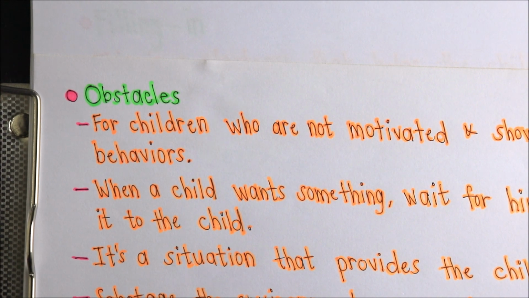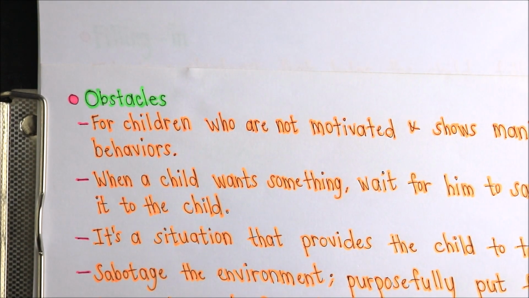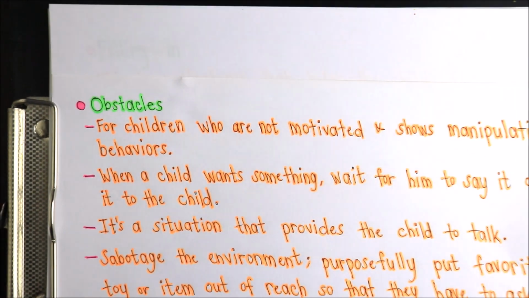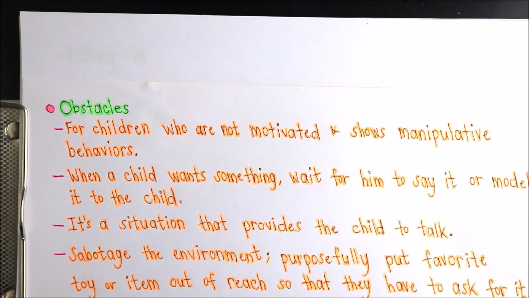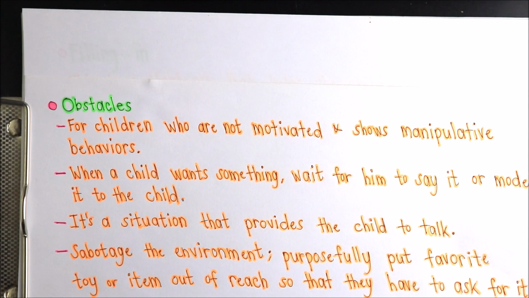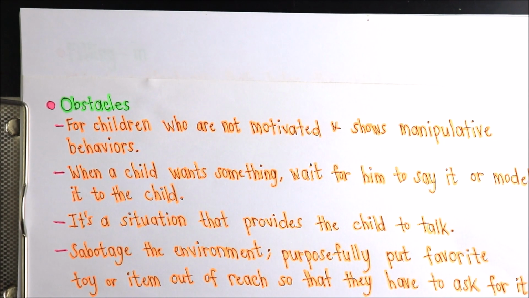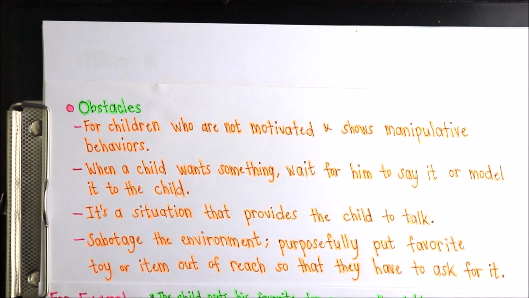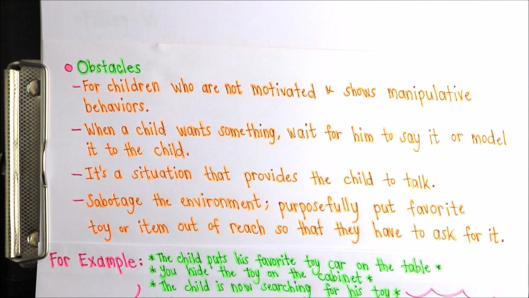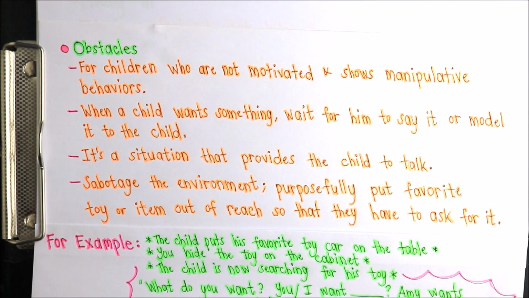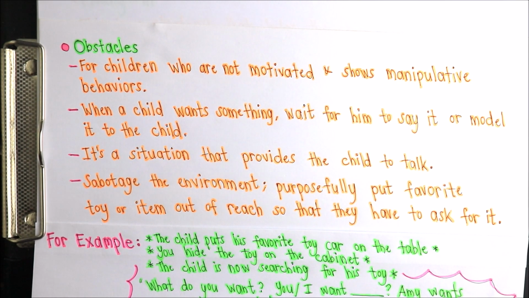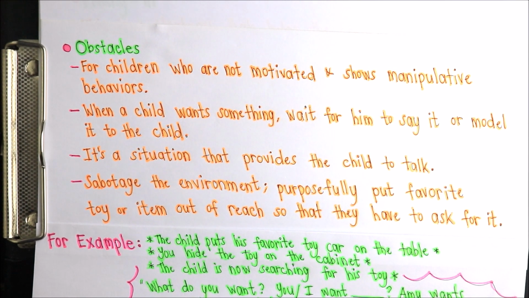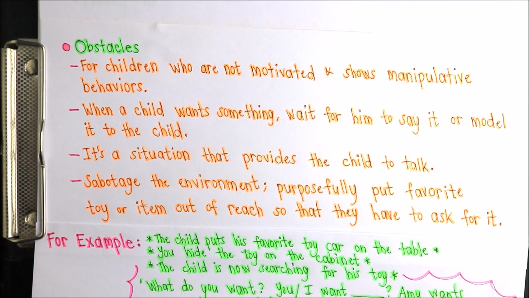Next is obstacles. For children who are not motivated and show manipulative behaviors. When a child wants something, wait for him to say it or model it to the child. It's a situation that provides the child a reason to talk. Sabotage the environment, purposefully put a favorite toy or item out of reach so that they have to ask for it.